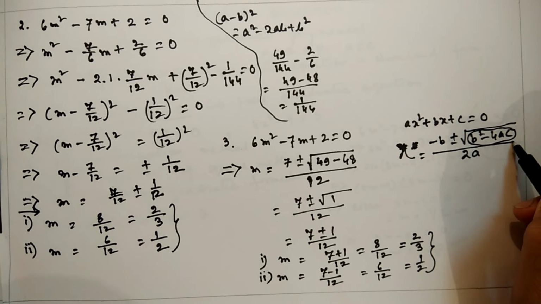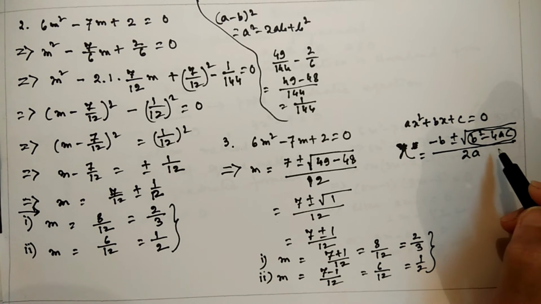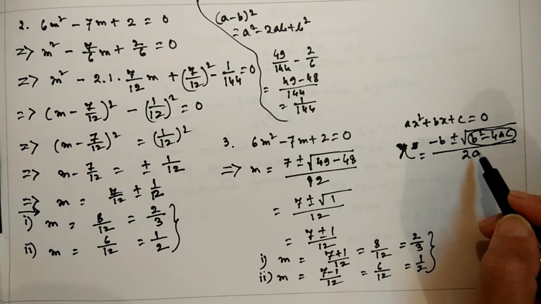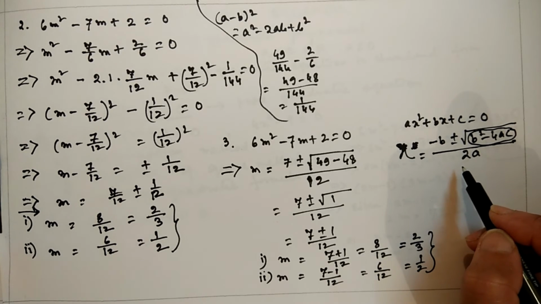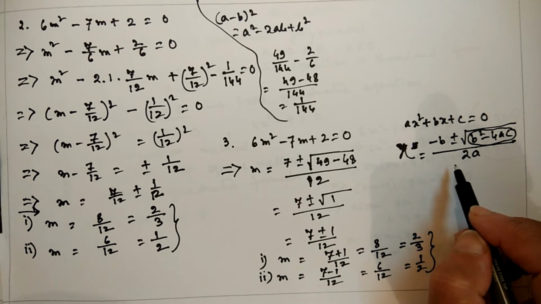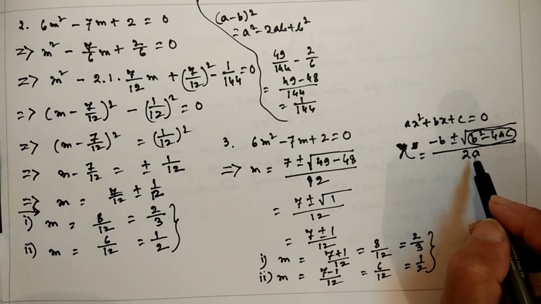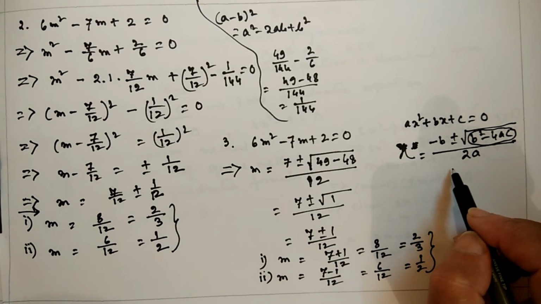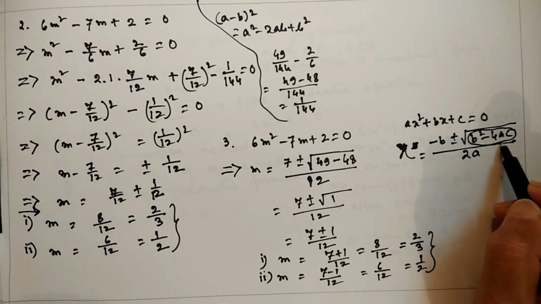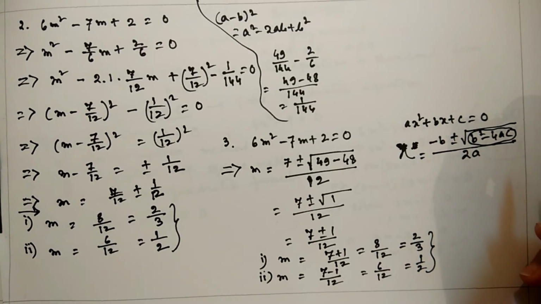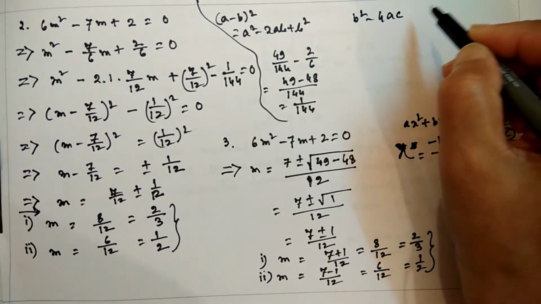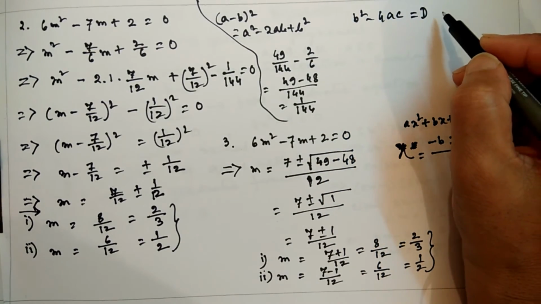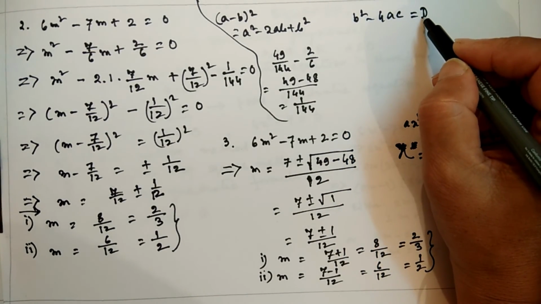This part of this formula decides the type of root. What will be the root? Is it a real number or is it zero? Both the roots will be equal, or both the roots will be real, or both the roots will be imaginary. That is decided by this part, b square minus 4ac. So friends, b square minus 4ac is called the discriminant of the equation. We write it as D.